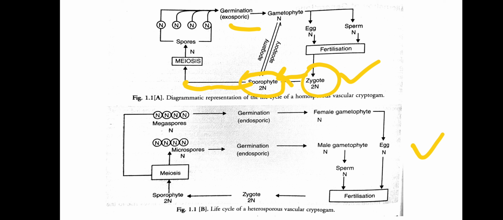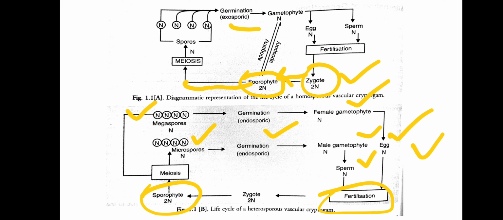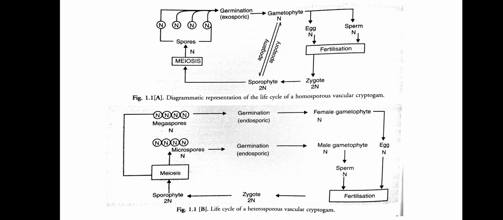But in the case of heterosporous, the sporophytic plant produces two types of spore, one microspore and one megaspore. Megaspore germinates to produce the female gametophyte, but microspore germinates to produce the male gametophyte. The female gametophyte produces the egg and the male gametophyte produces sperm. They both fuse to produce the zygote. The zygote again grows to form the sporophytic plant. So this is the case of heterospory or heterosporous vascular cryptogams.